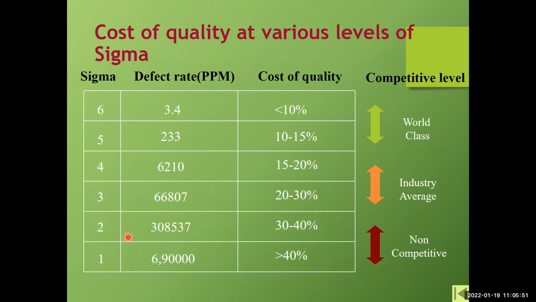If we are non-competitive, we see at this level, the industry average, nearly 3-4 sigma level, 66,807 defects per million opportunities, 20 to 30% cost of quality. It's an average, and you are non-competitive. You are investing more in your cost of poor quality. So how can an industry be sustainable if they are operating at this level? At least at the 5 sigma level, if you cannot achieve 6, only then can you be sustainable.